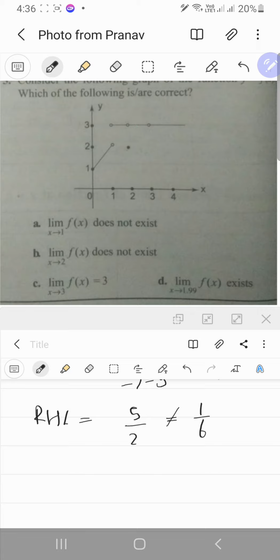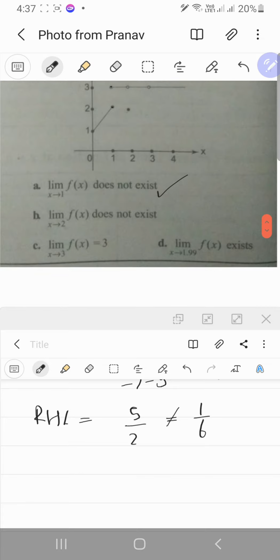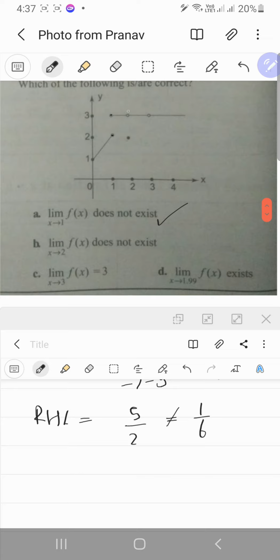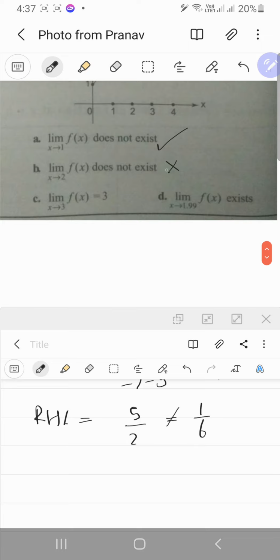First of all, we need to find the limit as x approaches 1 of f of x. It does not exist, so this option is correct, because over here you have this weird gap, so it could be 2 or it could be 3, but they are not the same, so it does not exist. Okay, limit as x approaches 2 of f of x. That's 3, because the left hand limit is 3, the right hand limit is 3. So this option is not correct, because the limit actually does exist and is equal to 3.